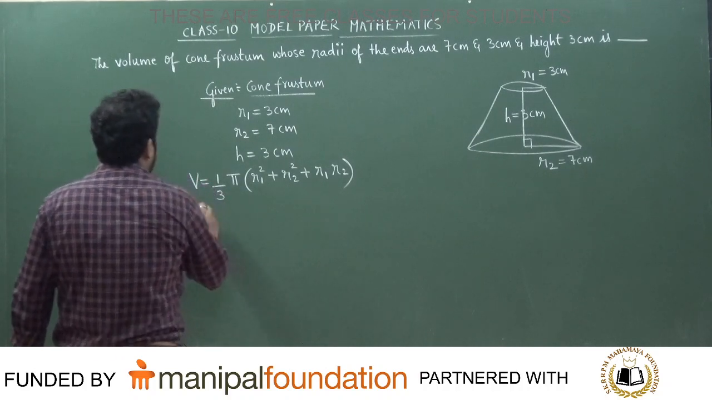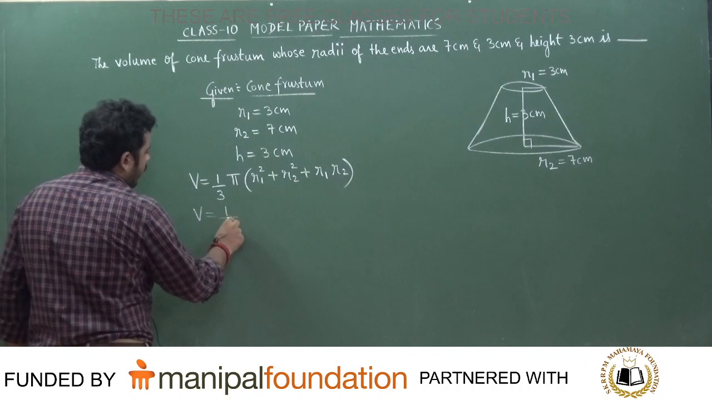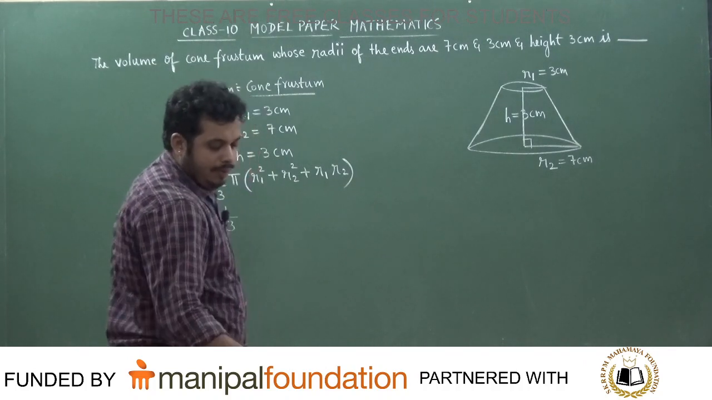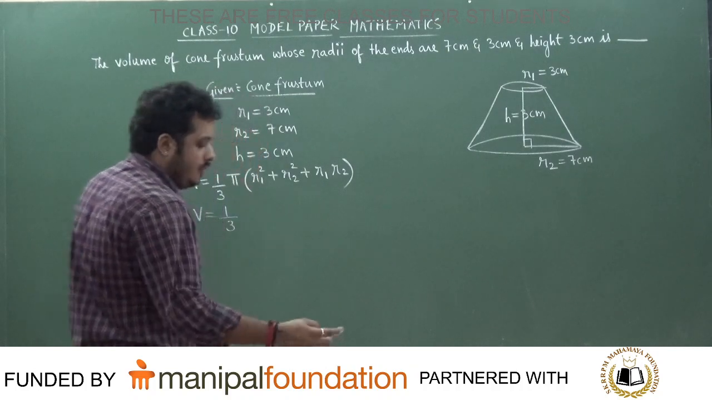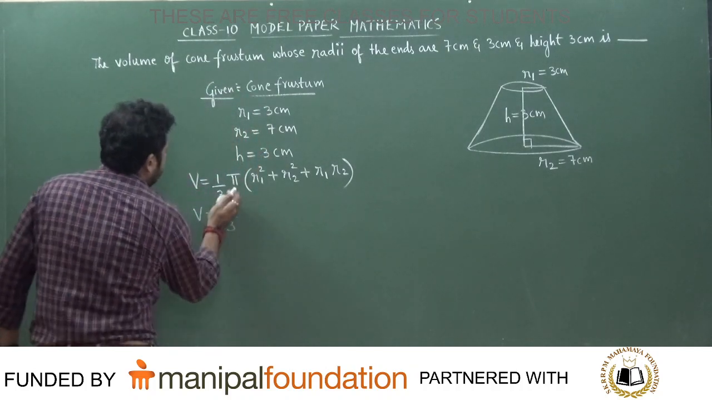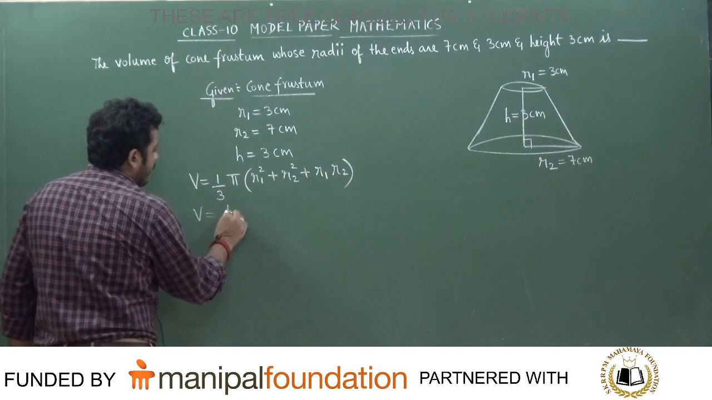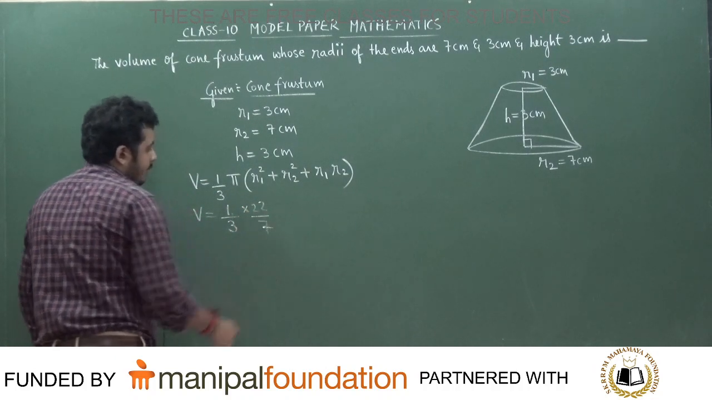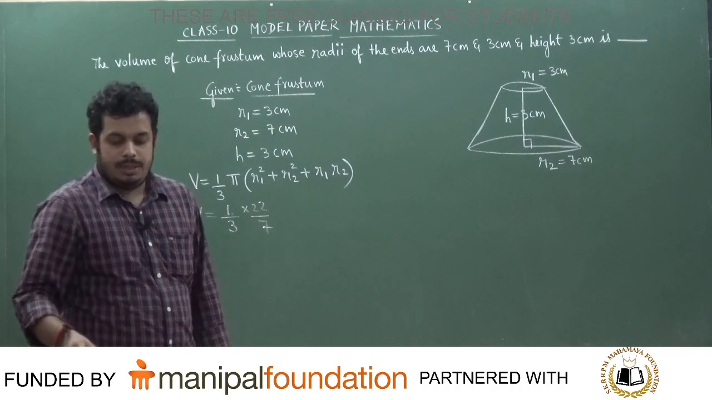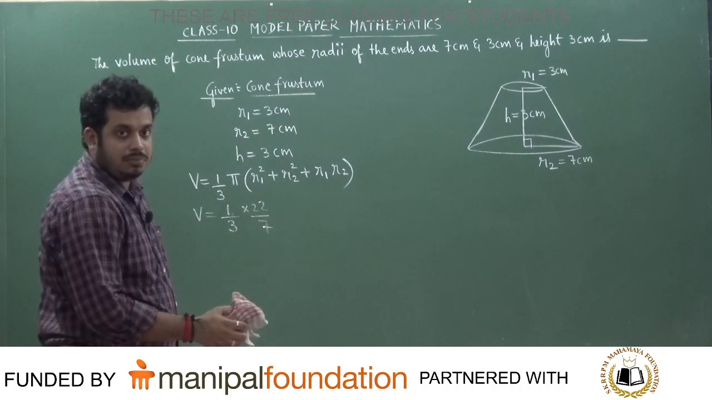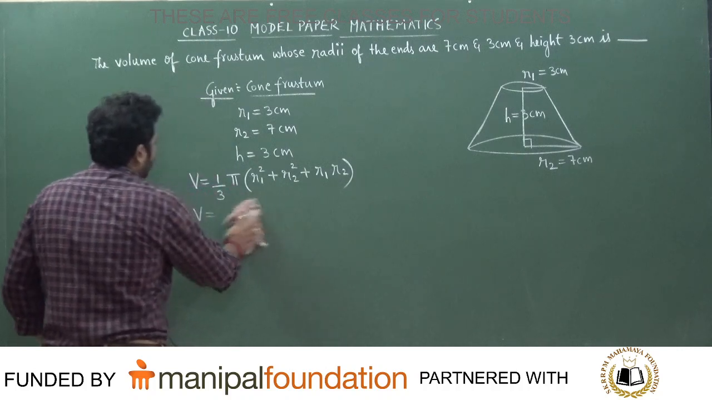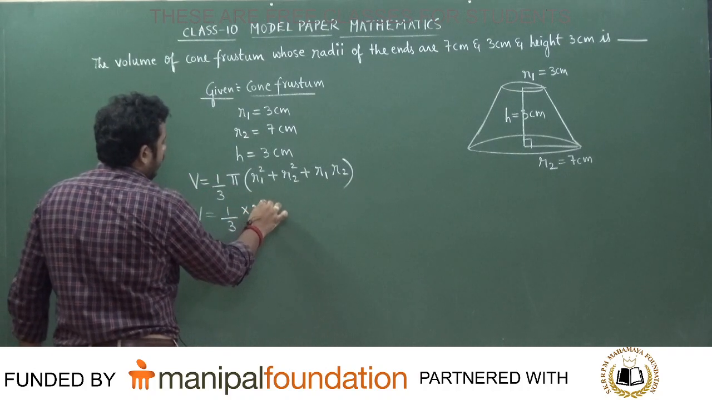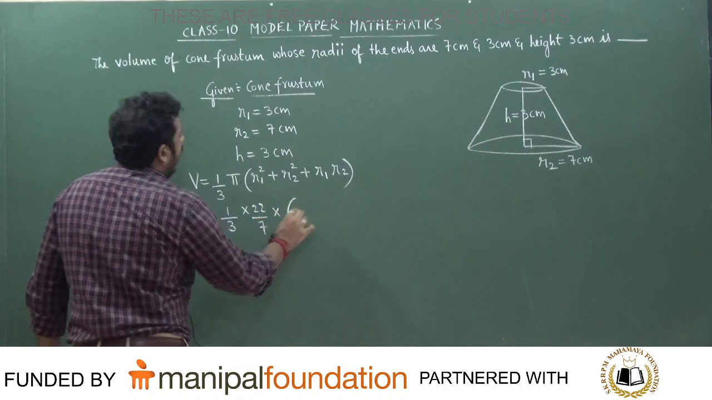So can you tell me what will be the answer that we get? Volume is equal to 1 by 3 into pi. Pi will be how much? Pi will be 22 divided by 7. Is it okay? Volume is equal to 1 divided by 3, pi will be 22 divided by 7 into R1 square.